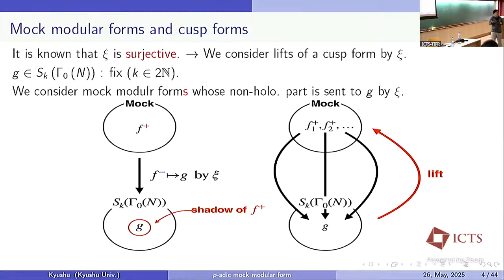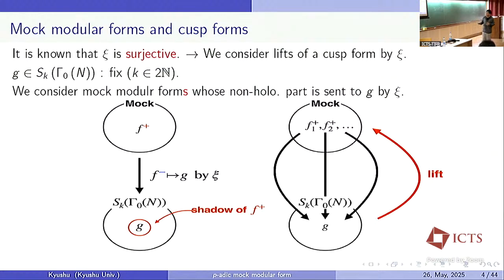And next, we look at the relation between mock modular forms and cusp forms. It is known that xi is a surjective map to cusp forms. So therefore, we consider lifts of the cusp form by the differential operator xi. Okay? And let g be in S_k(Γ_0(N)), and we only treat k in 2N. We only treat even natural number weight only. And then we consider mock modular forms whose non-holomorphic part is sent to g by xi.